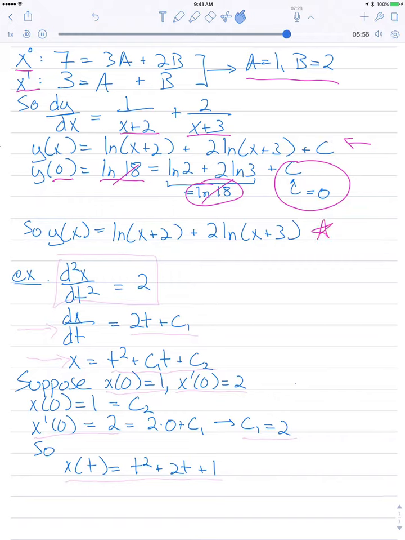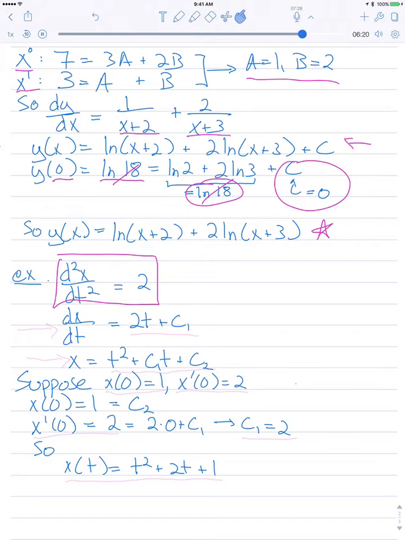All right, final example. We can even start with the second derivative and use this procedure twice if the right-hand side is only a function of the independent variable. So we start with the second derivative of x equaling 2, and 2 is a constant, but a constant is a kind of a function of the independent variable. So we can still anti-differentiate.